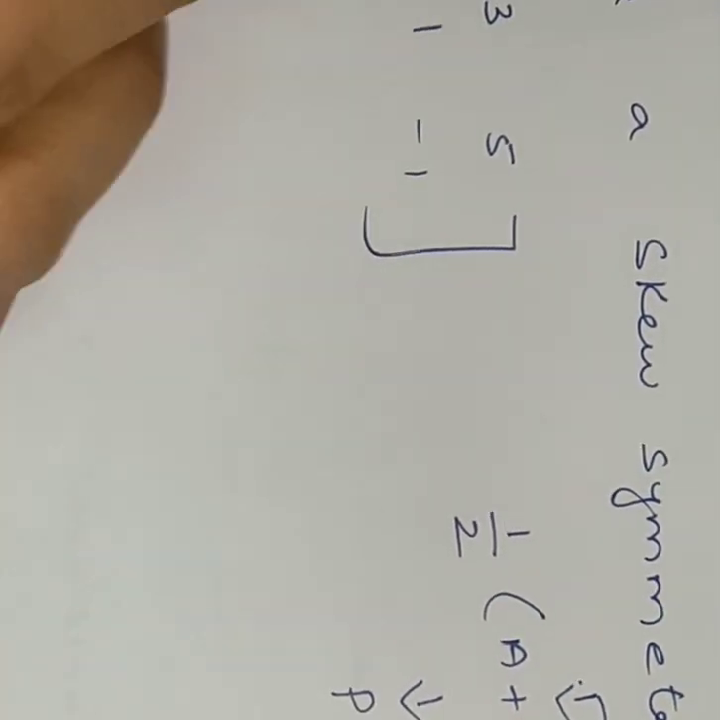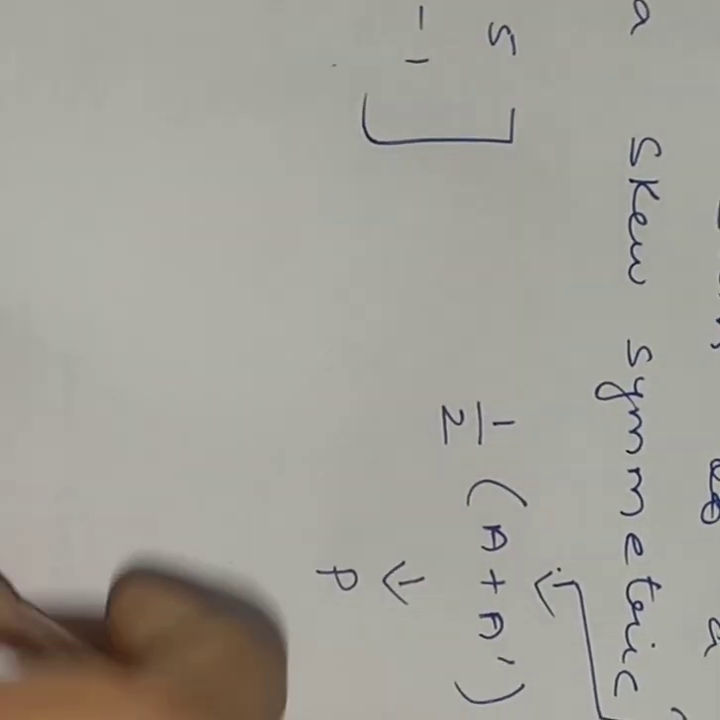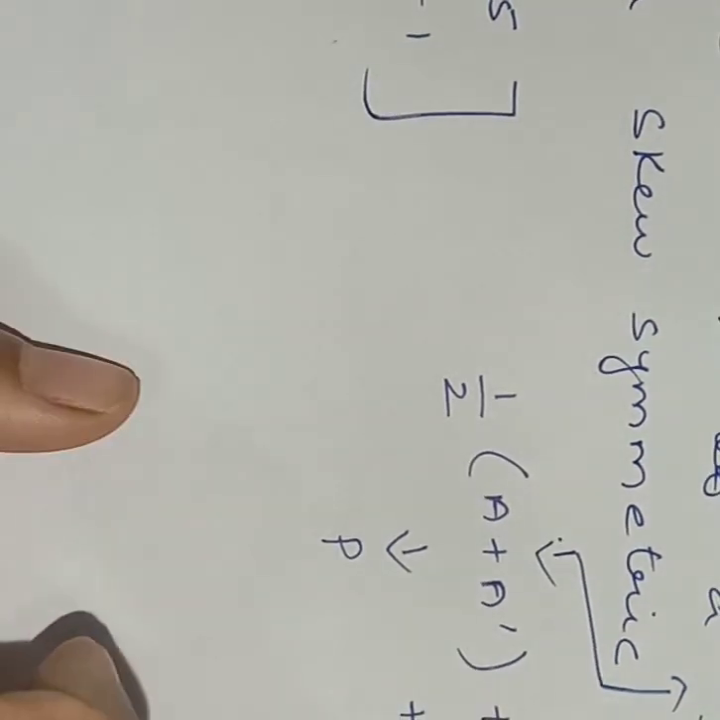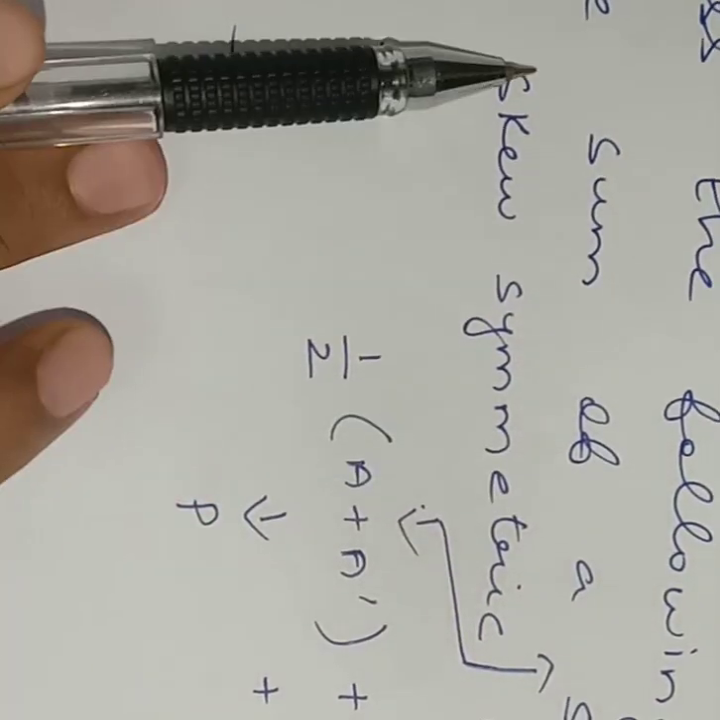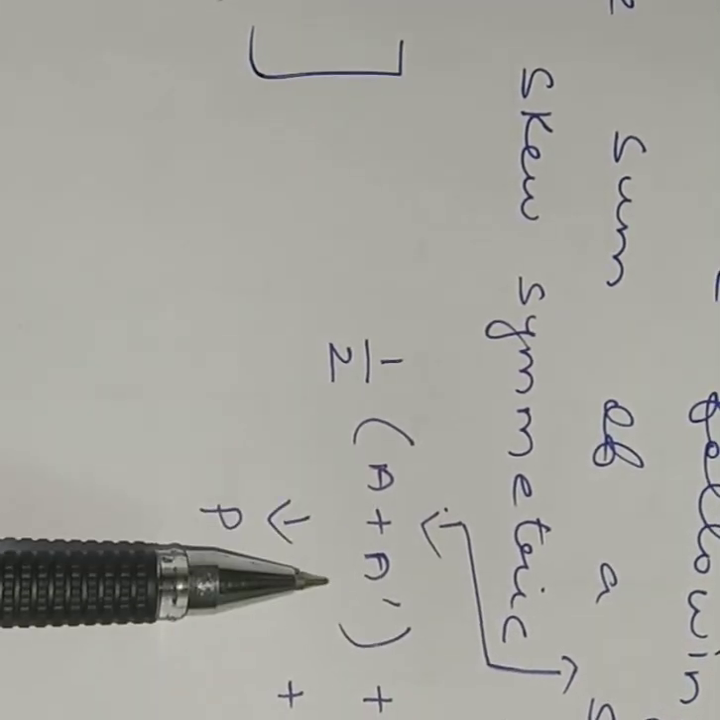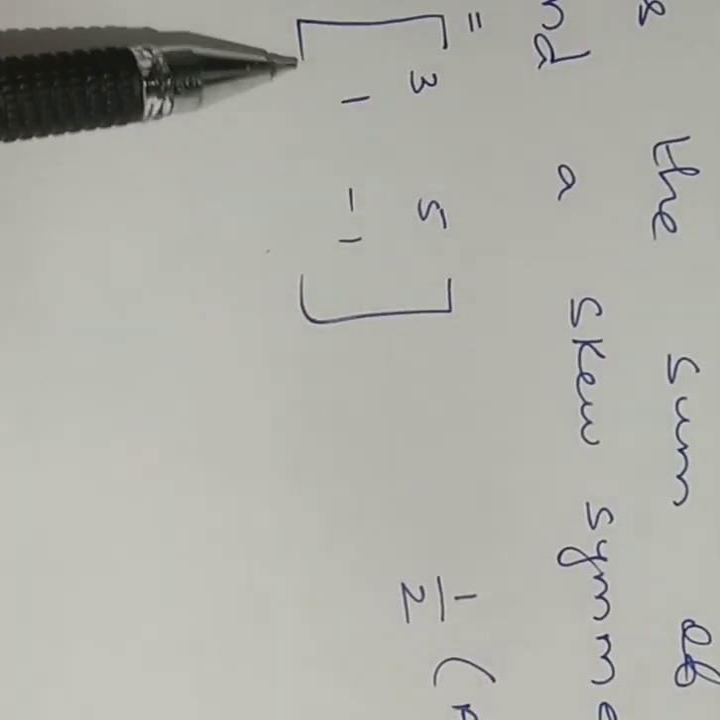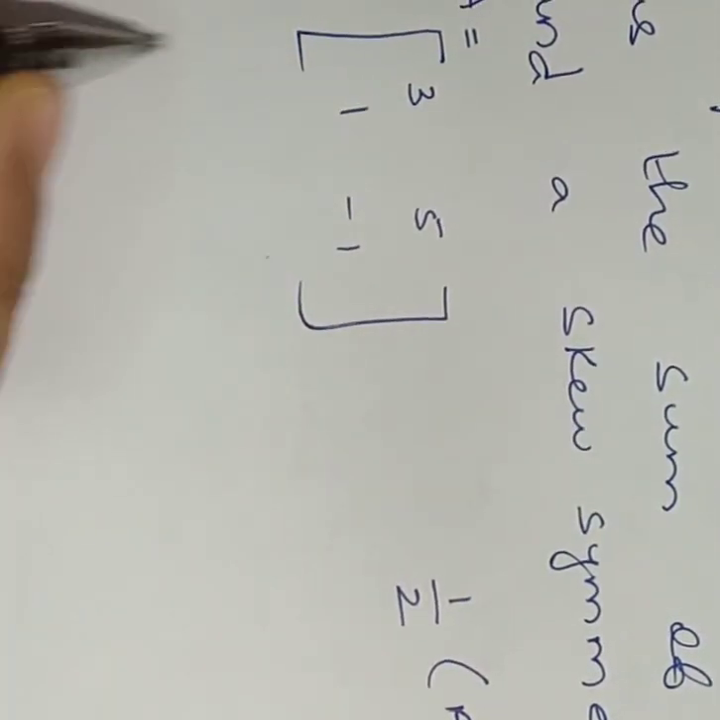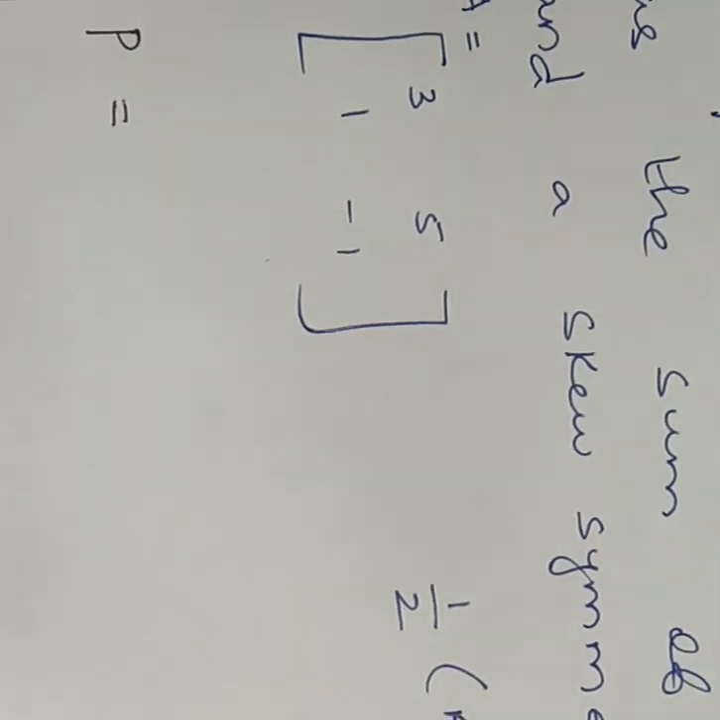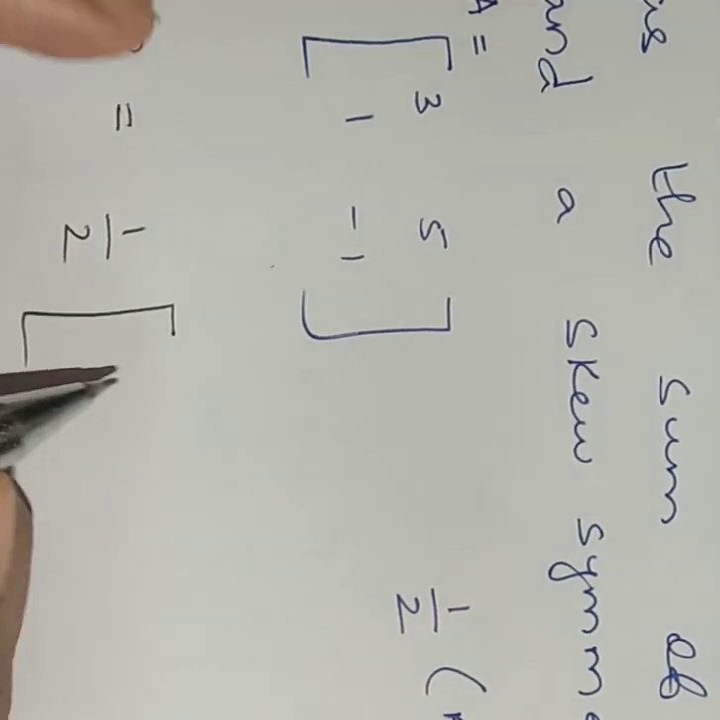So this is your A matrix. We already learned this formula: P is the symmetric matrix, and Q is the skew symmetric matrix. The question is, we want to express this as a sum of symmetric and skew symmetric matrix, so half A plus A dash plus half A minus A dash. Very simple. You all know how to find A dash, right? First we want to find P. P is your symmetric matrix, that is half A plus A dash. So half, what is your A here?